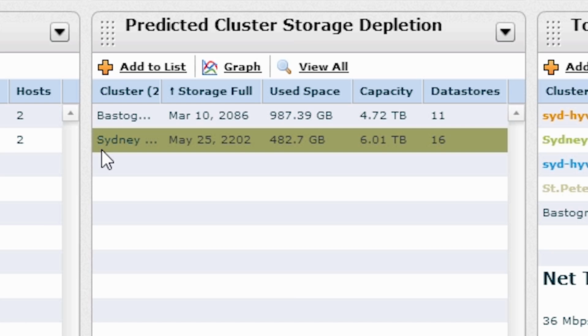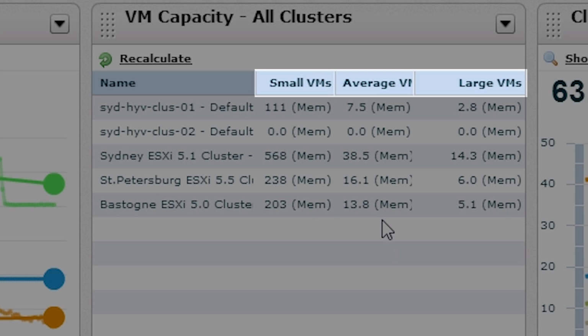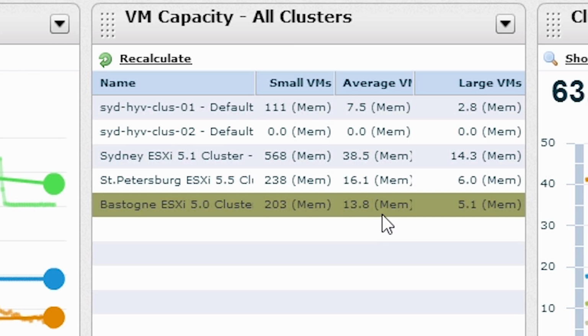your environment. Cluster by cluster, we're taking the time to understand what is a small, average, and large VM on a cluster. Then answering the question, how many more of those VMs can fit and what is the constraint? For example, in this Bastogne cluster, I can fit 13 more average VMs before memory becomes the capacity constraint.